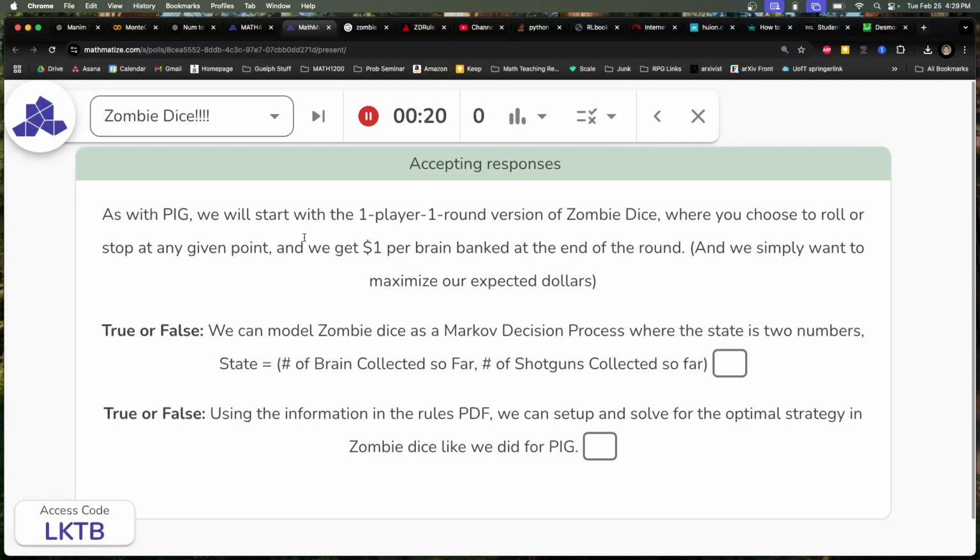Okay, so we're going to play the 1 player, 1 round version where you saw the rules. At the end of the round, you get $1 per brain, and your goal is to maximize your average. So there's no weirdness with trying to get to a certain amount. You just want to get as many brains as possible.